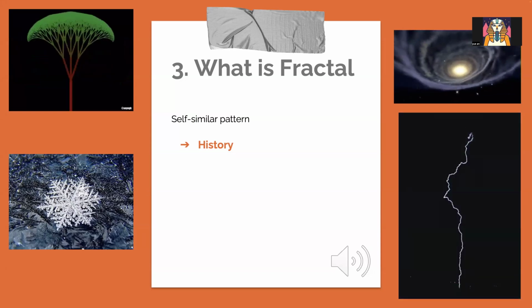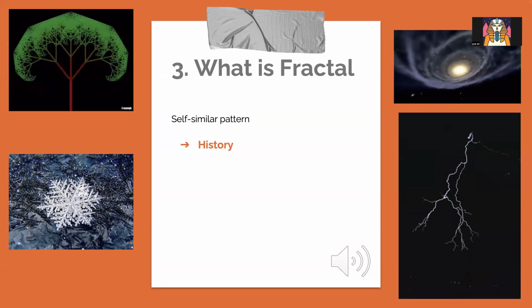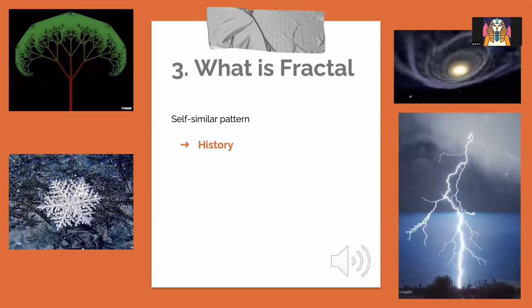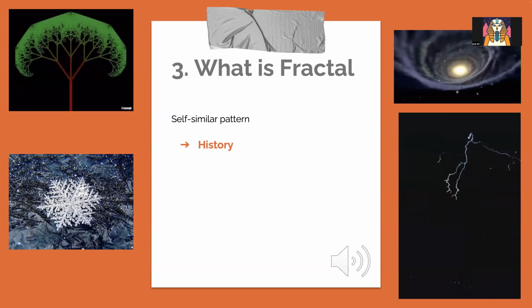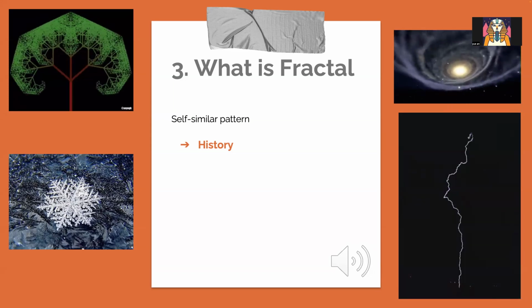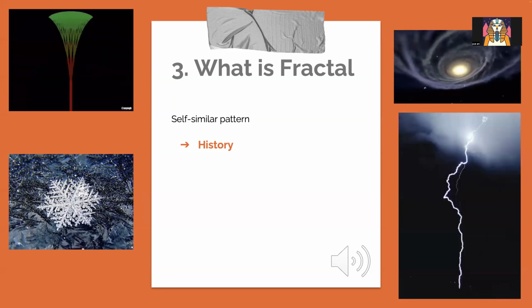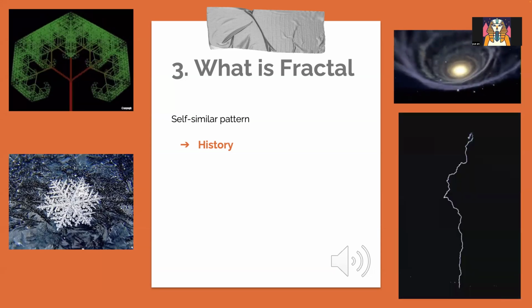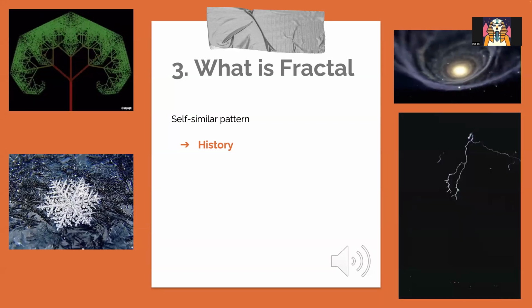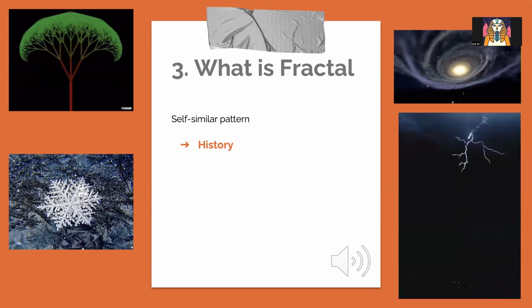A fractal is a self-similar pattern that repeats at different scales. You have seen fractals in nature, such as the way a tree branches out, how lightning forms, or even in galaxies or snowflakes. But fractals aren't just beautiful; they are mathematical structures with infinite complexity.